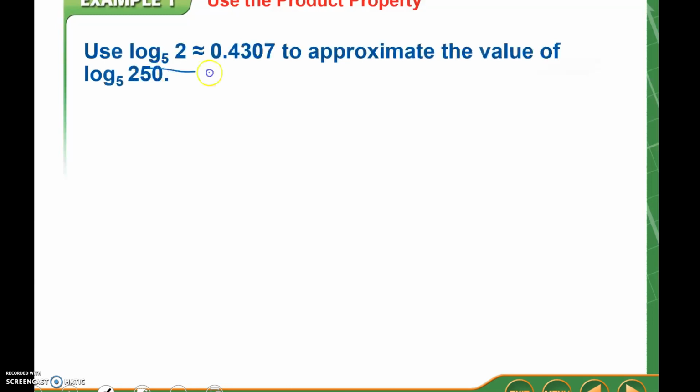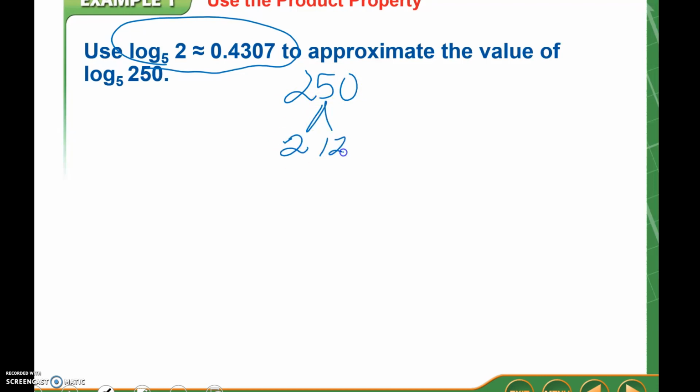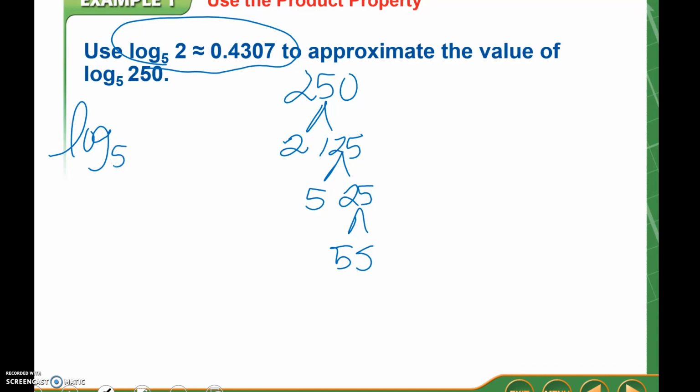Here they give us one log number. We're going to use that to find log 250 without a calculator, so we understand the properties of logs. If I look at 250, let's break it down into prime factors. If I divide by 2, I get 125, then 25, 5, and 5. So I could rewrite 250 as 5 to the third times 2.